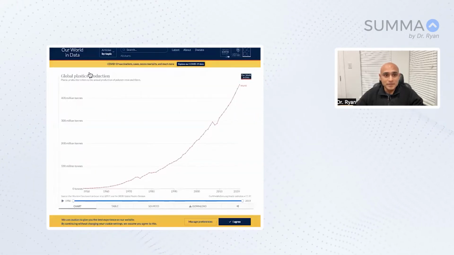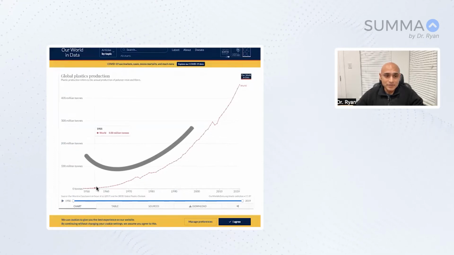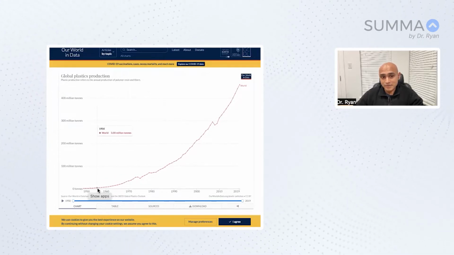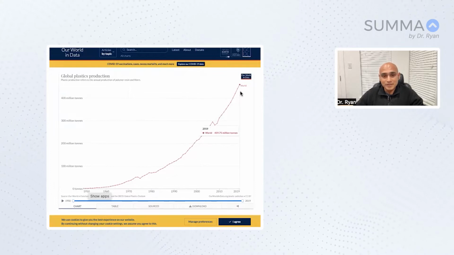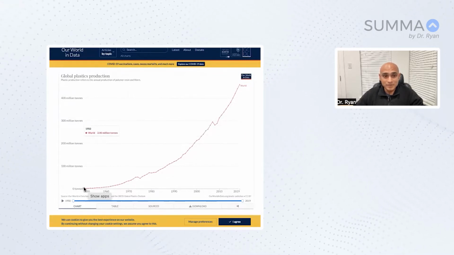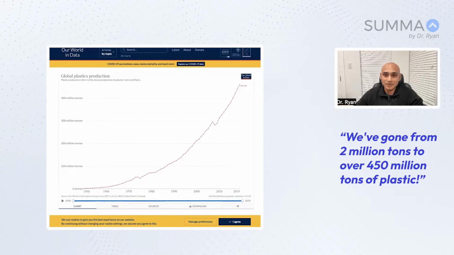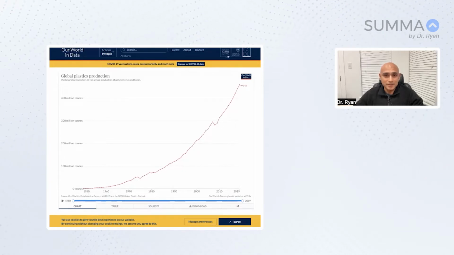Number one, because our usage of plastics has increased so dramatically. You can kind of see this right here. This is a graph that looks at all of the usage of plastics in metric tons from 1950, when we initially started to use plastics, to the present. We've gone from maybe 2 million tons to over 459.75 million tons, almost 460 million tons, which is incredible. They're starting to be found everywhere.